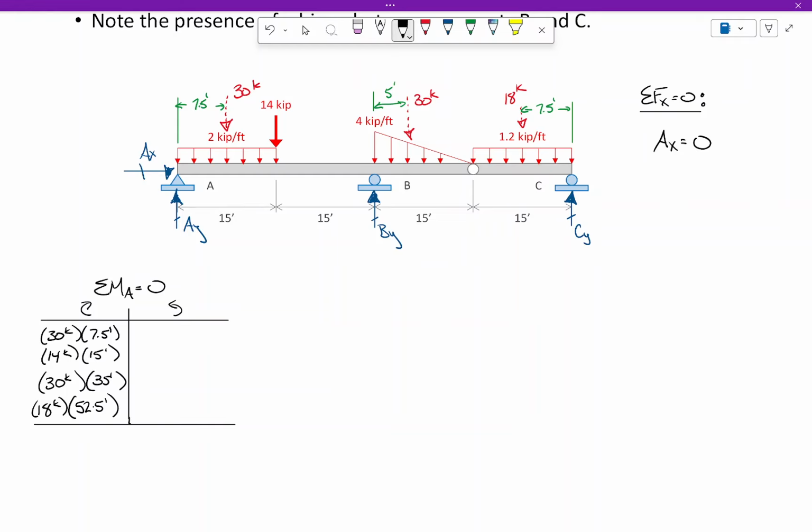So, now that's going to be resisted by what? Do I have to consider the AX or the AY? I'm going to have BY times what? 30 feet. Do I have to consider CY too? And CY times 60. Okay. So BY times 30 feet, CY times 60 feet. Okay. So we're going to have 30 times 7.5 plus 14 times 15 plus 30 times 35 plus 18 times 52.5. What does that come out to be?